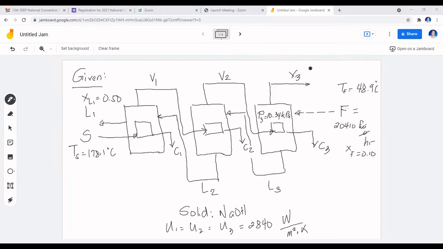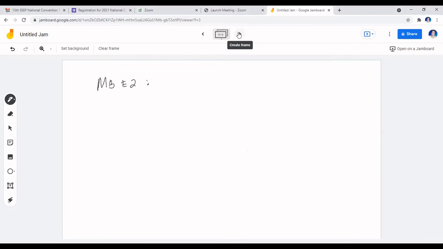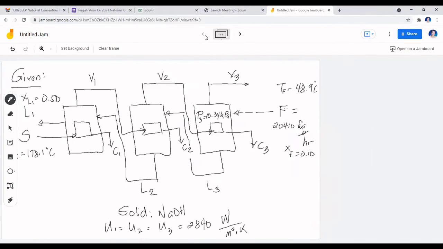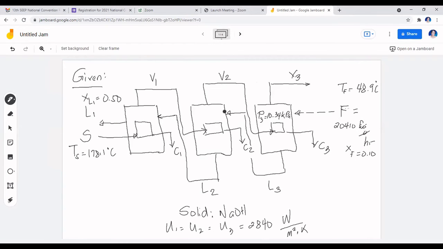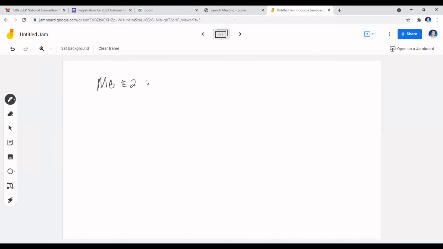What do you think is the material balance equation for effect number 2? We need to determine L2. So you have the stream entering effect 2 to be L3. What are the streams leaving effect 2? That would be L2 and V2, right? Yes. So the feed for effect 2 is L3, and the streams leaving effect 2 are L2 and V2.